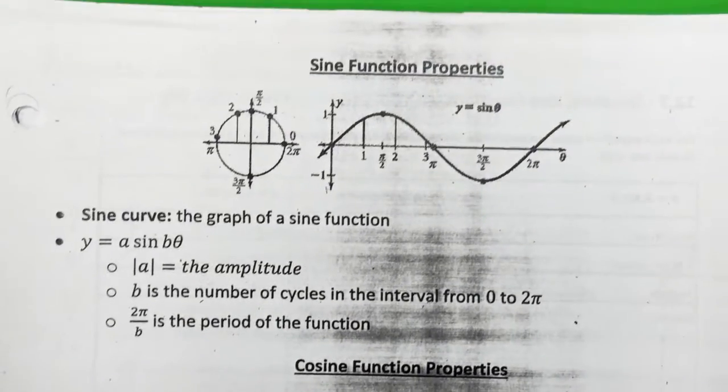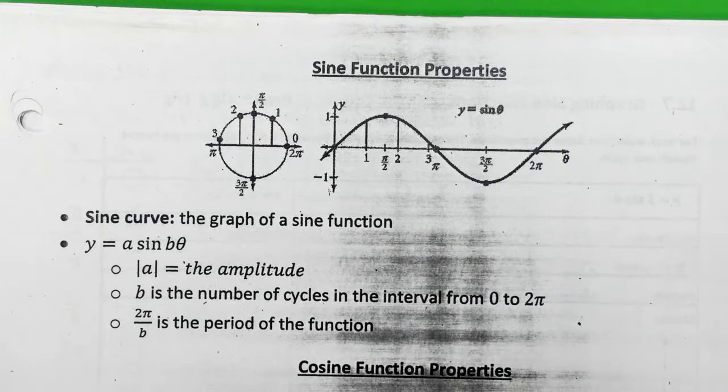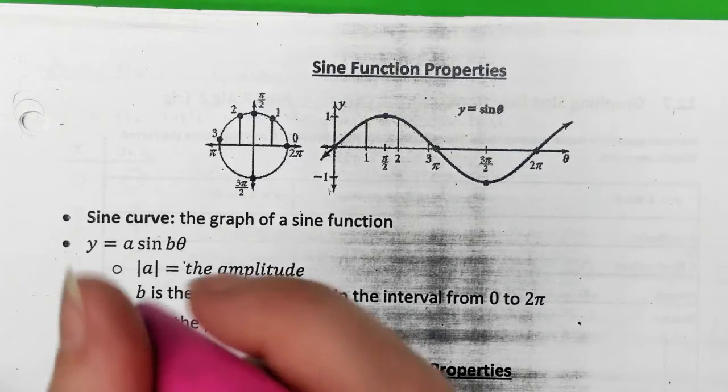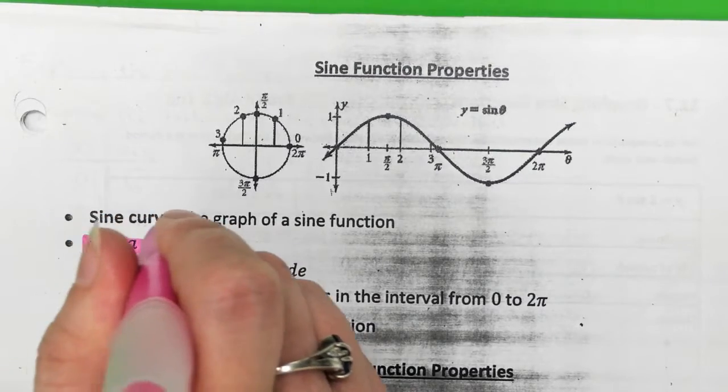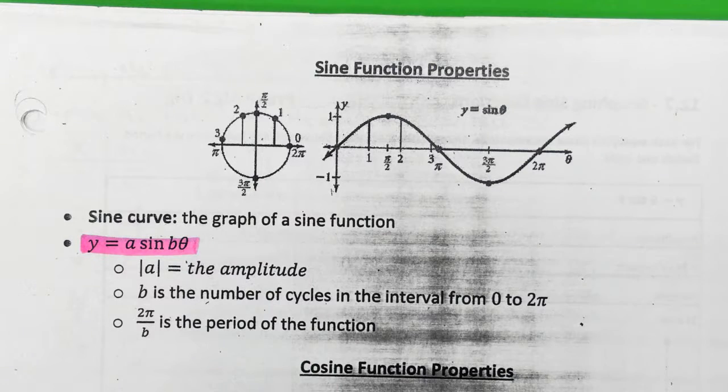Okay, so the sine curve, the graph of a sine function, right? What is the equation of one cycle? All right, we're on page 5 now. What's the formula for a sine curve? A sine B. Keep going. What's that called? Theta. Very good.